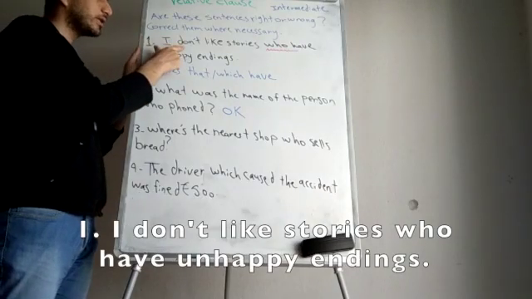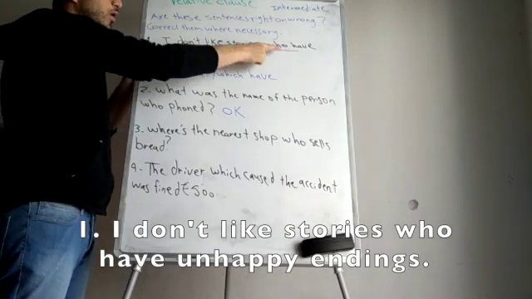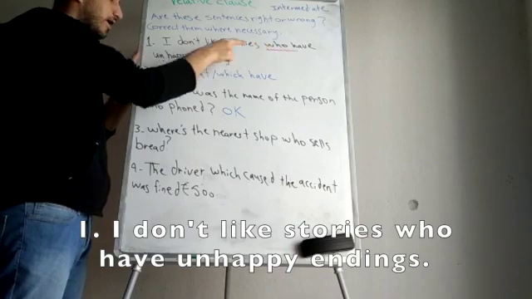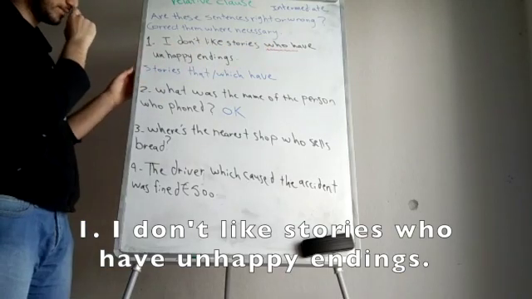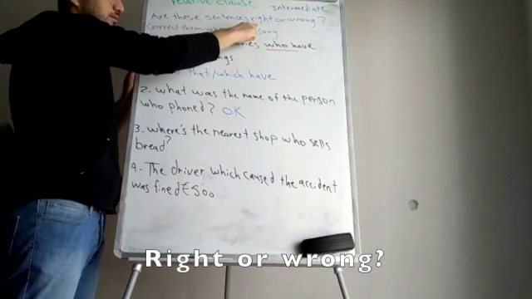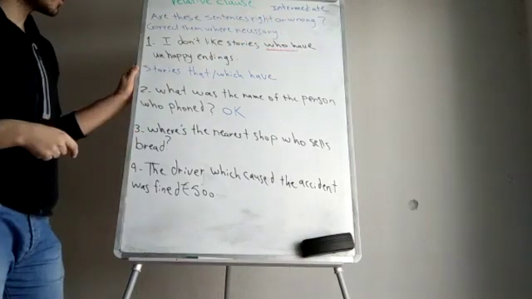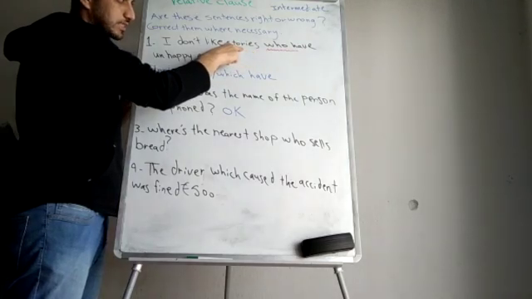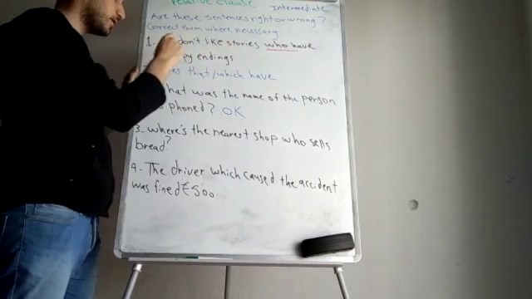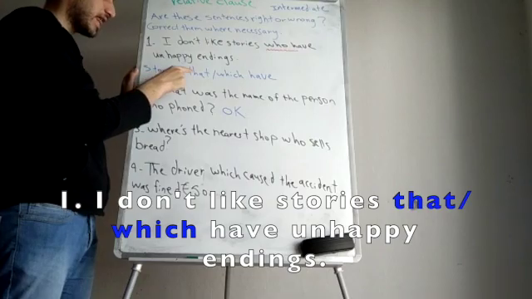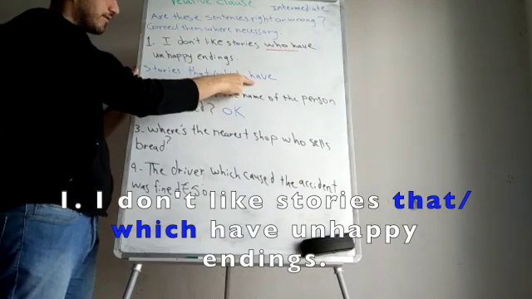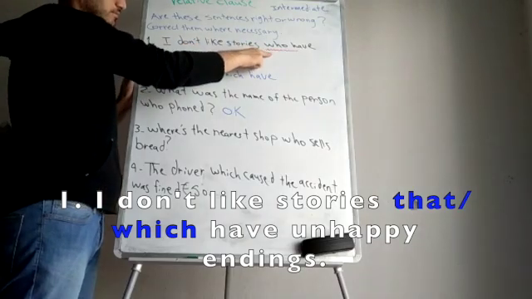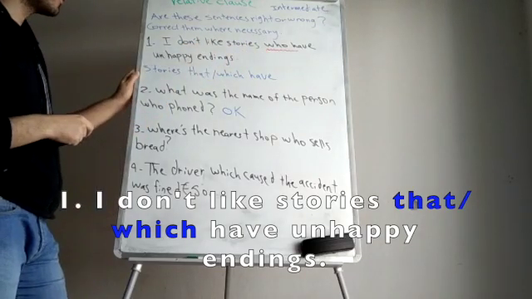Number 1. I don't like stories who have unhappy endings. So, is it right or wrong? Of course it's wrong, because we don't use who with things like stories. It should be, I don't like stories that or which have unhappy endings. So here we have a mistake, and we have to correct it.